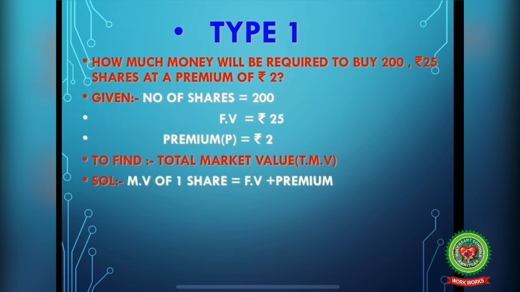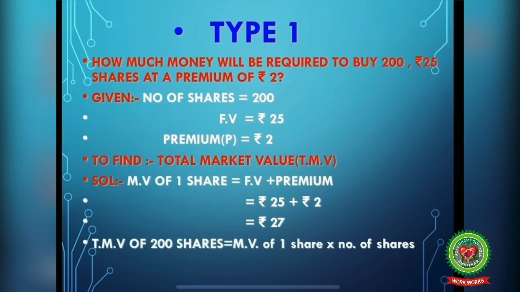The formula to calculate the market value of one share is face value plus premium, which is equal to rupees 25 plus rupees 2, which comes out to be rupees 27. Now the total market value of 200 shares will be equal to the market value of one share into the number of shares. The market value of one share we have calculated as 27 and the number of shares is 200. So it will be rupees 27 multiplied by 200, which comes to rupees 5400.